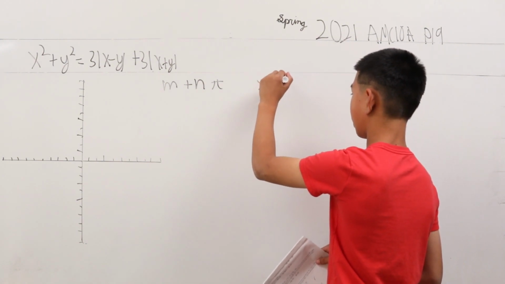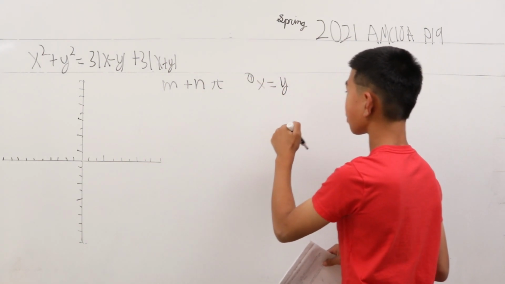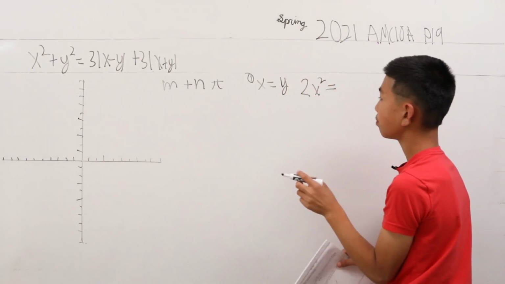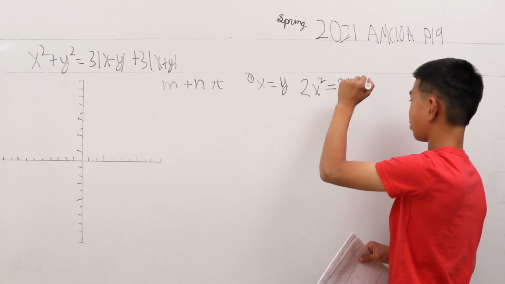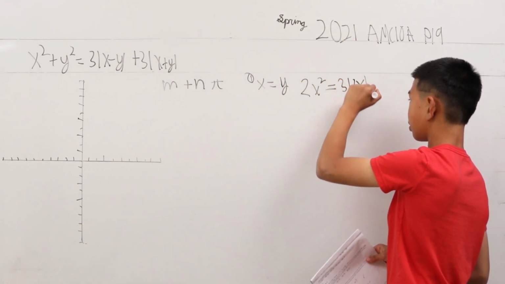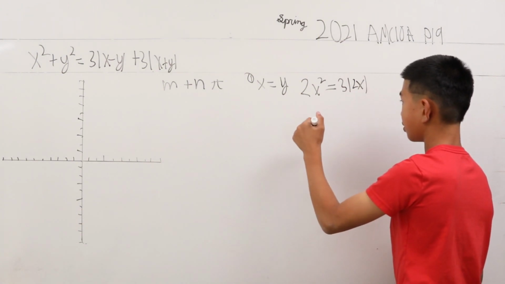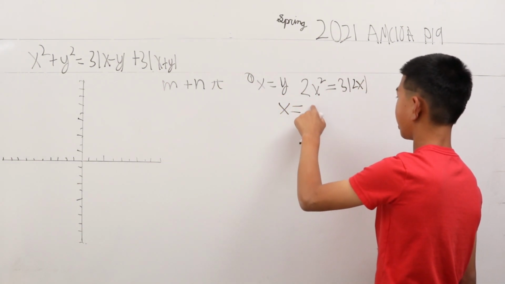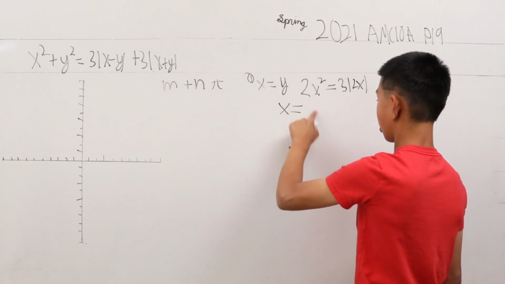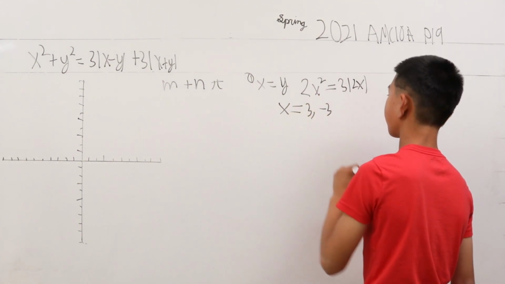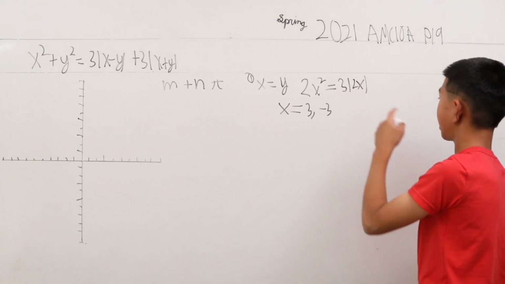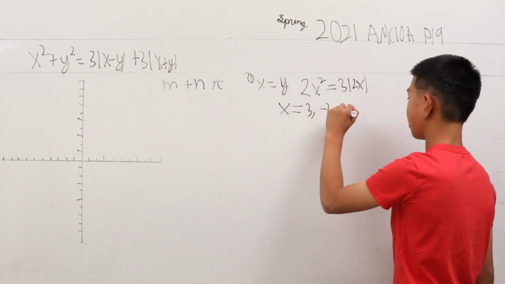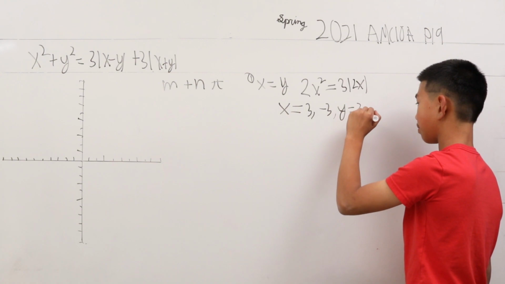When x equals y, I'm just going to use x for this because I like it. 2x squared is equal to, well, that's gone. This is just 3 times the absolute value of 2x. From this, you get that x is equal to 3 and negative 3, because there's a square and an absolute value here. Similarly, since x equals y, that means y is also equal to 3, negative 3.